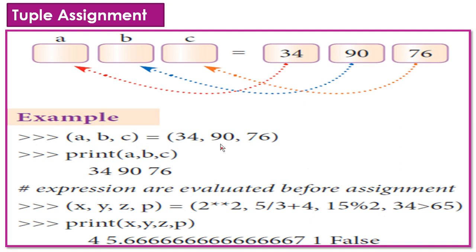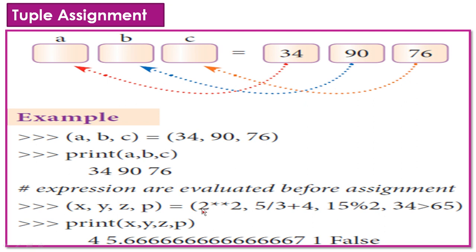This assignment statement is not possible in C++. In C++, A = 34 has to be written as individual statements: A = 34, B = 90, C = 76. This is not possible in C++, but in Python we can assign more than one value in a single statement by using a tuple. So A gets the value 34, B gets the value 90, C gets the value 76.